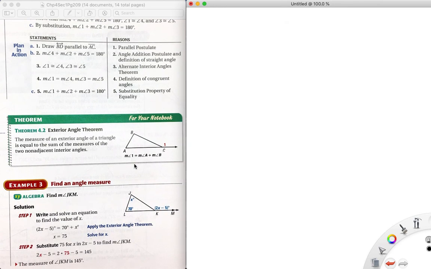And then we have also the exterior angles theorem. The exterior angles theorem says that angle 1 is equal to the sum of the measures of the non-adjacent interior angles. So what does that mean?